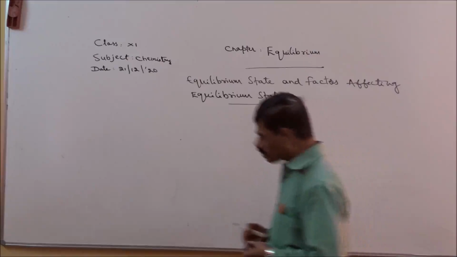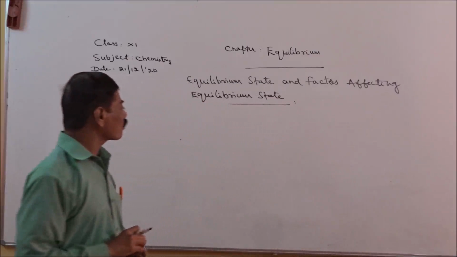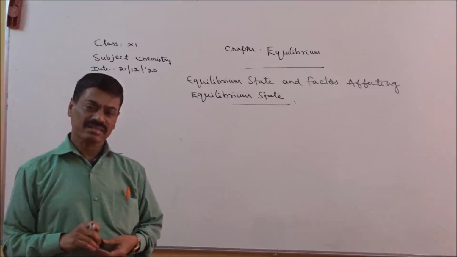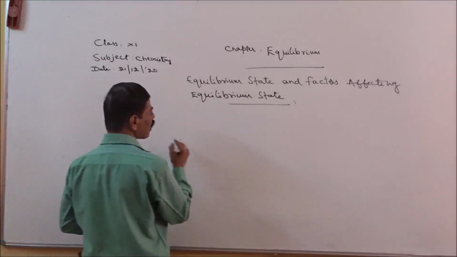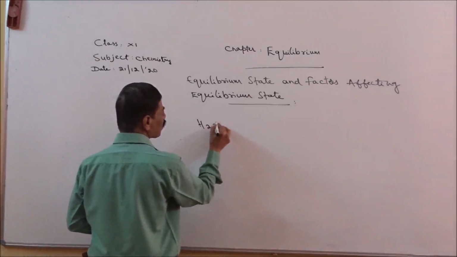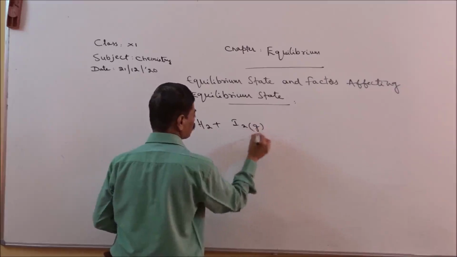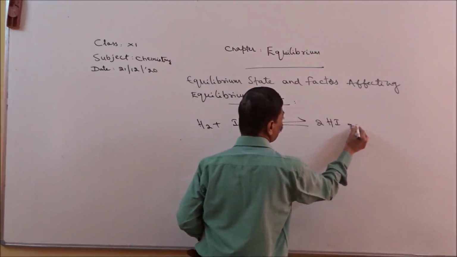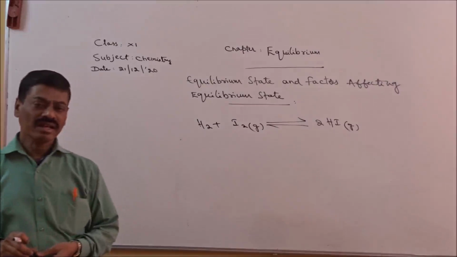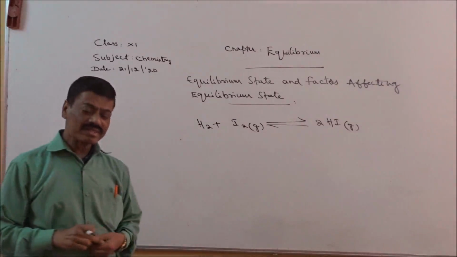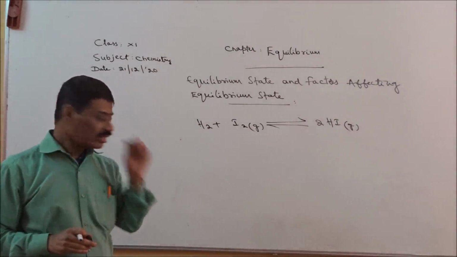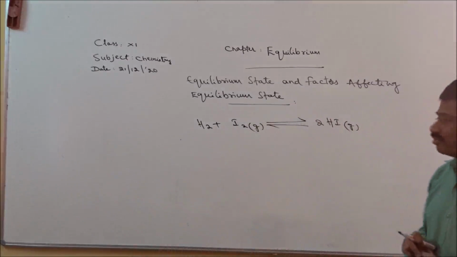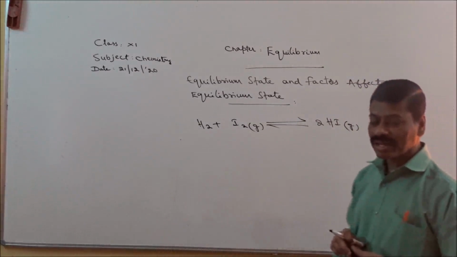Okay, to understand equilibrium state and factors affecting equilibrium state, we should know the reversible reactions. Now let us see one reversible reaction, that is hydrogen plus iodine. This gives rise to hydrogen iodide. It is a reversible reaction. Right? In this reversible reaction, we have to get the equilibrium constant. To get the equilibrium constant, we should know the law of chemical equilibrium.